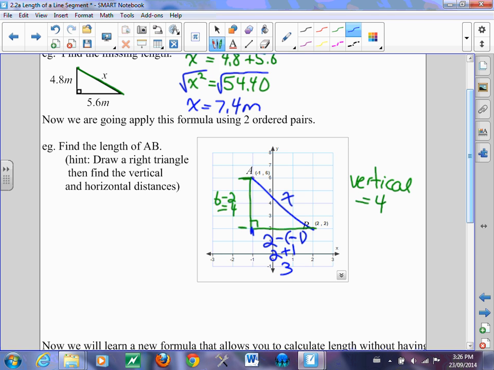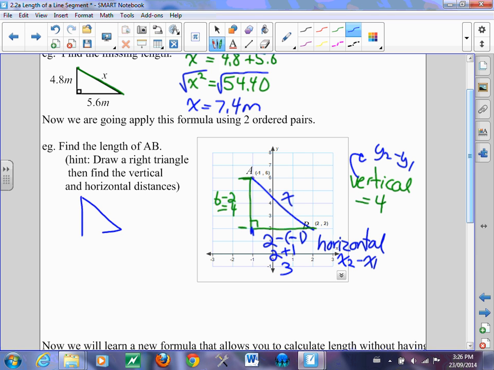And if you're wondering where the vertical component came from, I just took y2 subtract y1. And if you're wondering where the horizontal component, which we just did here, came from, that is x2 subtract x1. Okay? So what we have now, folks, is a triangle.